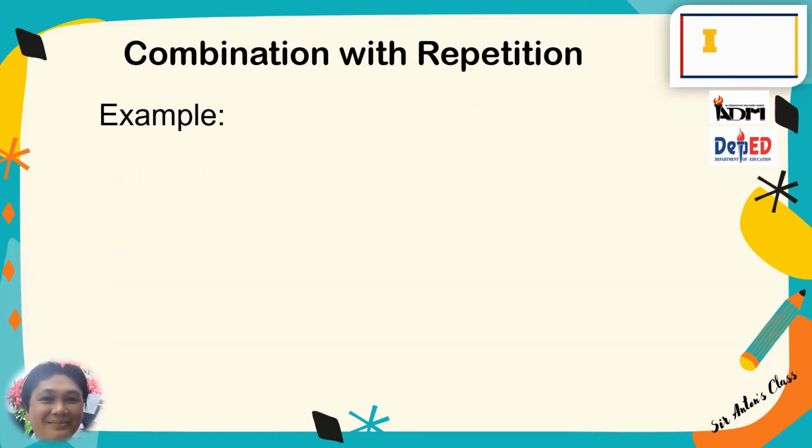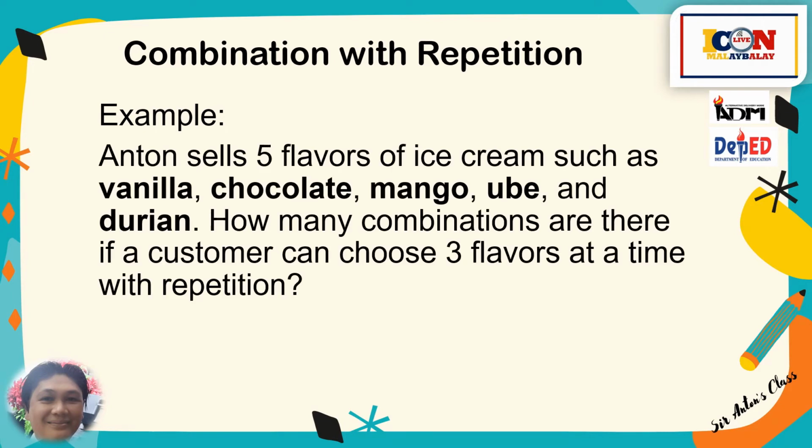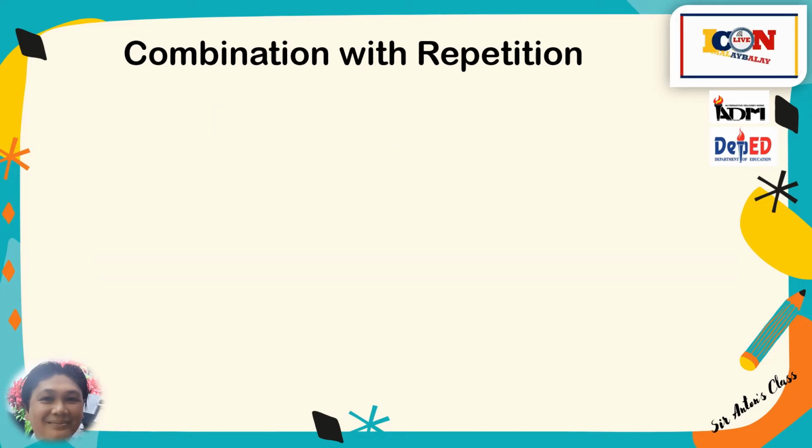Okay, now for the example of combination with repetition. Anton sells 5 flavors of ice cream such as vanilla, chocolate, mango, ube, and durian. How many combinations are there if a customer can choose 3 flavors at a time with repetition? So this has a condition and it is with repetition. Let's arrange this.